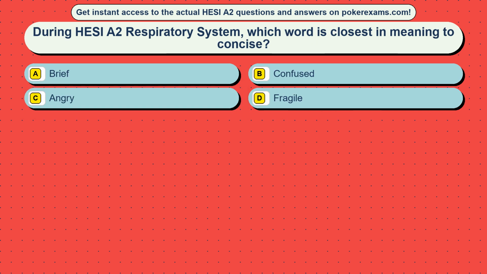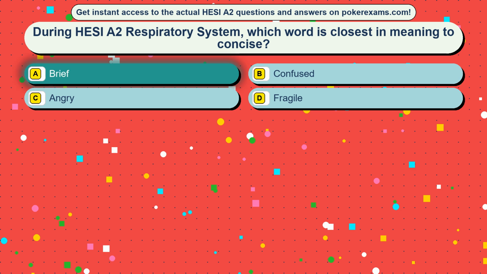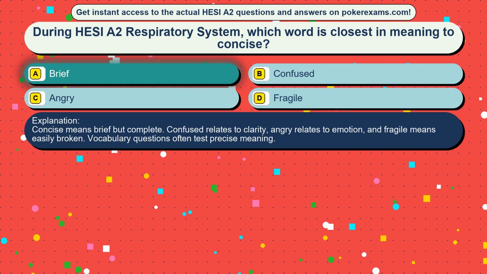Question 41. During HESI A2 respiratory system, which word is closest in meaning to concise? Option A, brief. Option B, confused. Option C, angry. Option D, fragile. The correct answer is option A, brief. Concise means brief but complete. Confused relates to clarity, angry relates to emotion, and fragile means easily broken. Vocabulary questions often test precise meaning.